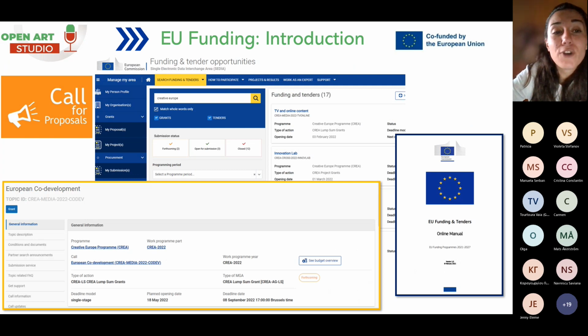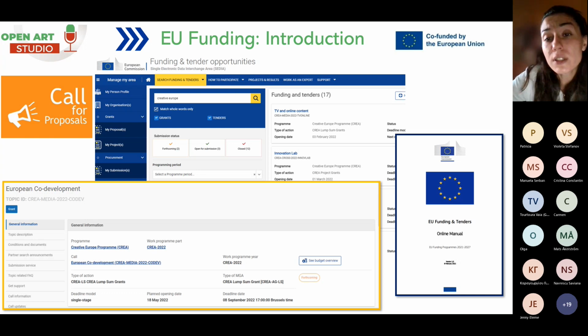So this is the Funding and Tenders portal. It's the central electronic portal for all EU funding and tenders, and it is managed by the European Commission, as I mentioned before, and used by itself and other EU services for their grants, prizes, and procurements. The portal has two parts. The first part is a public section with general information, and My Area, which is a secured personalized section used by the participants for managing their proposals and grant contracts.